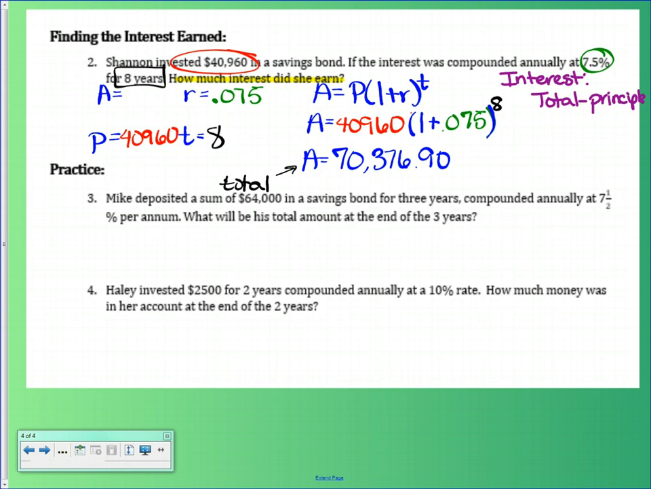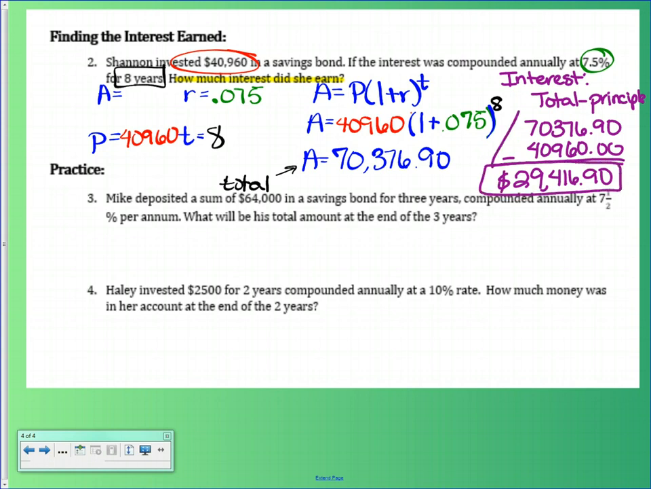Okay, so it's going to be 70,376.90 minus how much you started with, 40,960. You get $29,416.90. And that amount, that's your final answer. That is the interest.